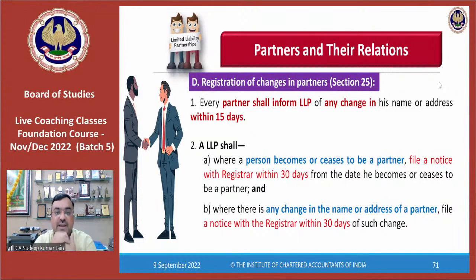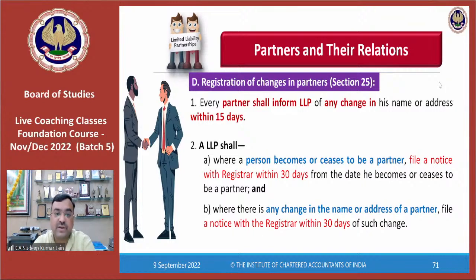Every partner shall inform the LLP of any change in his name or address within 15 days. It means if there is a change in the name and address of the partner, that will be informed by the partner to the LLP within 15 days. Whom will he inform? The LLP, that our name or address has changed. Then the LLP, what will the LLP do?